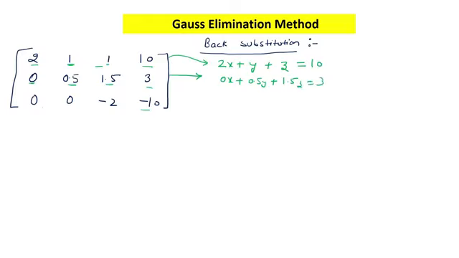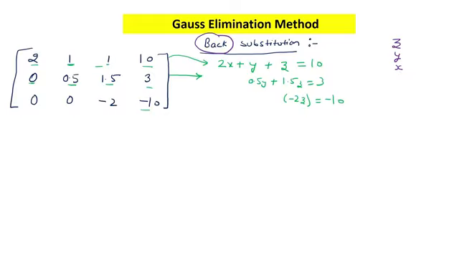And accordingly, we can write the third row. Here we can see this coefficient is 0, so this 0x can be removed. The same way, these two are 0, so this 0x and 0y can be removed. So we are left with these three linear equations. Now back substitution means we have to find the values of x, y and z. How can we do that? Here we have the word back. So we will first find the value of z, then we will find the value of y, and then we will find the value of x.